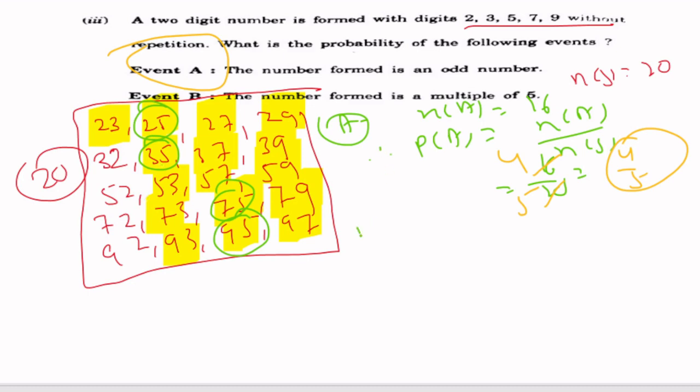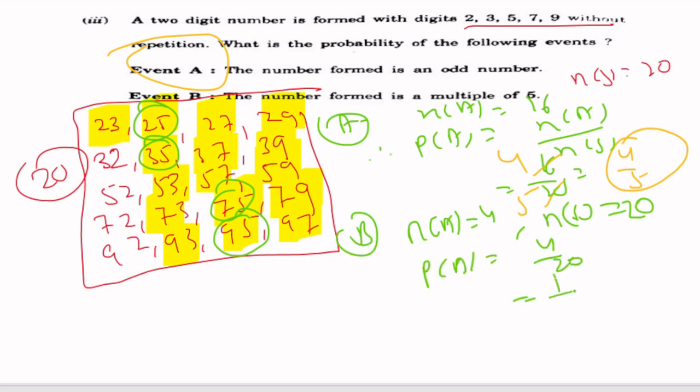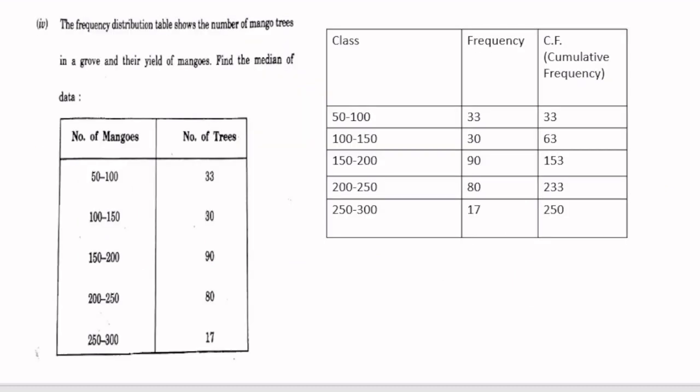So in the second case, n of A is nothing but 4, n of S is 20. So P of A will be 4 upon 20, so 1 upon 5. And this is your answer in the second case, and this is your answer in the first case. Let me know if you have doubts, which should not be. Let's move to the next question.